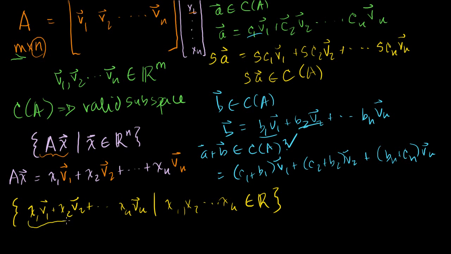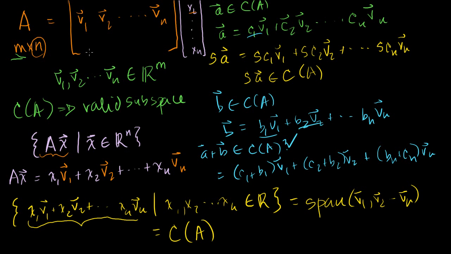So if I just take the set of all the combinations of these column vectors, where their coefficients are members of the real numbers, what am I doing? This is all the possible linear combinations of the column vectors of A. So this is equal to the span of v1, v2, all the way to vn, which is the exact same thing as the column space of A. So the column space of A, you could say, hey, what is the set of all vectors I can create by taking linear combinations of these guys, or the span of these guys? Or you can view it as, what are all of the possible values that Ax can take on if x is a member of Rn?